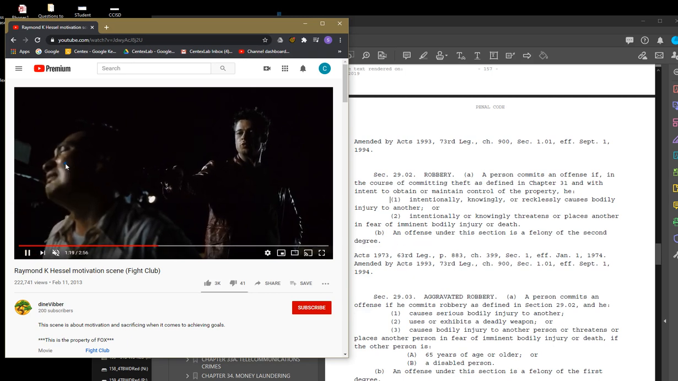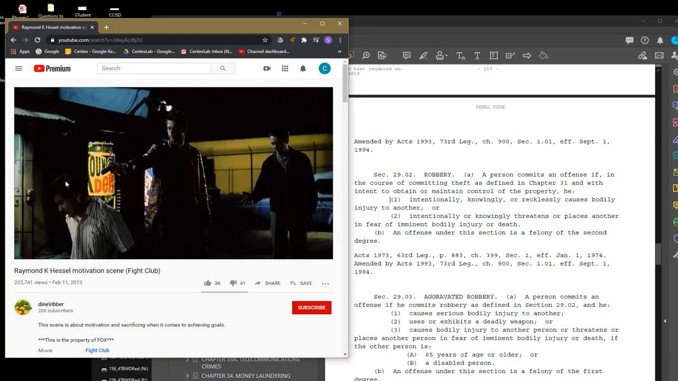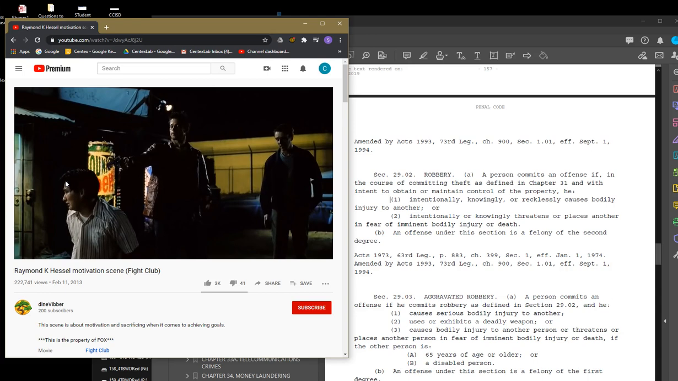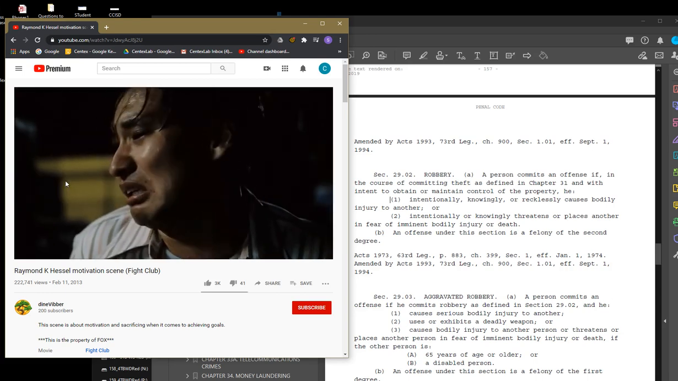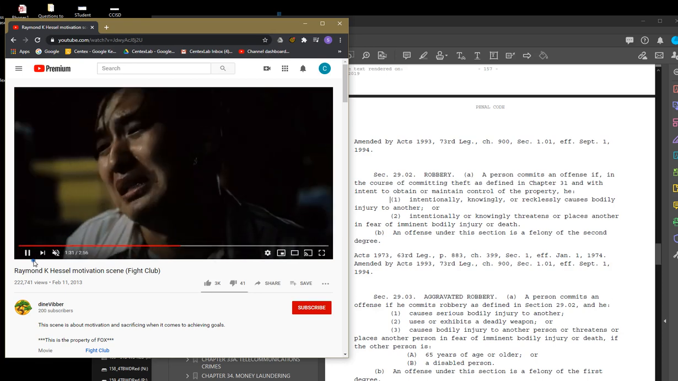Is he placed in fear? Look at this guy's face. He's got a gun to the back of his head. Of course he's in fear of imminent bodily injury or death. Brad Pitt has a cocked handgun to the back of his head. So there we have robbery, right?